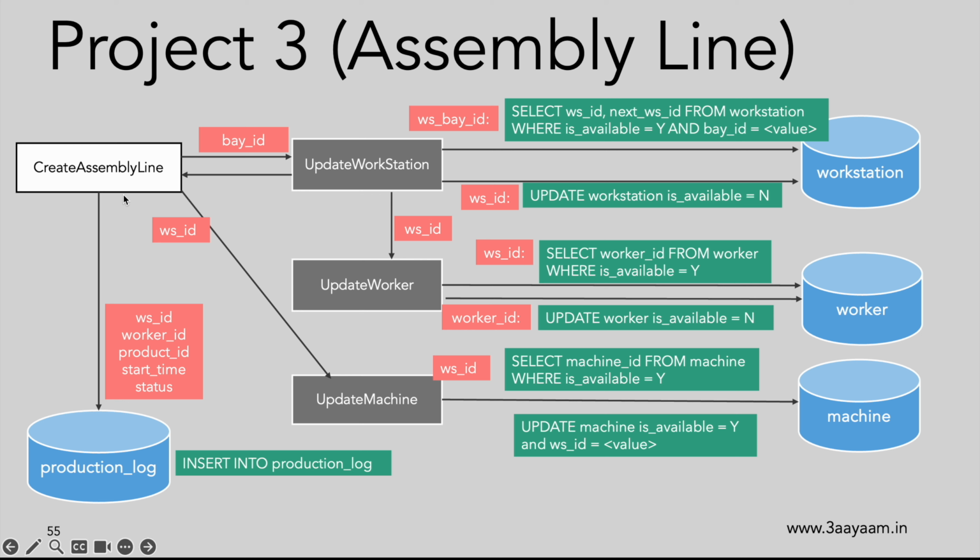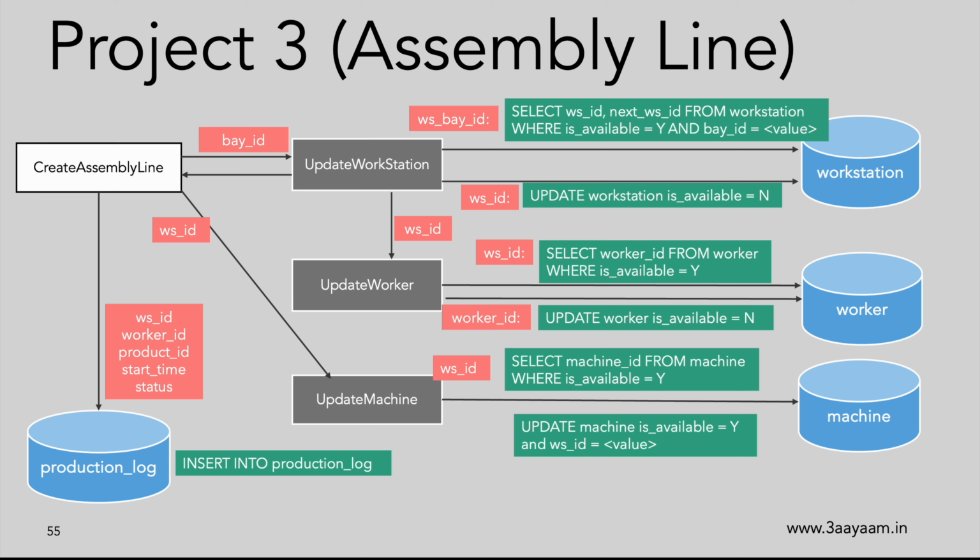Now the question is, how do you start coding for such a complex workflow? In this particular component, we have update workstation, update worker, and update machine. The last API that would be called is update machine. So I'll be starting from update machine, then I will work on update worker, then update workstation, and finally create assembly line. This is my approach.